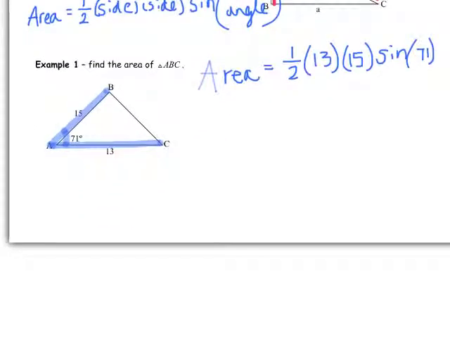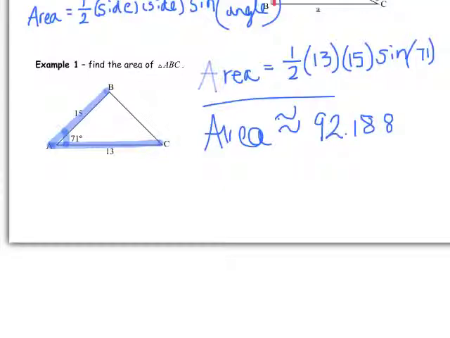All right, so anyways, let's go on to example 1. So I've already filled it all in. And so if you type that into your calculator, make sure you're in degrees, you get that the area is approximately 92.188. All right, so for example 2, I think for area problems, it's really important for you to draw the triangle, because otherwise it's hard for you to see what the included angle is.